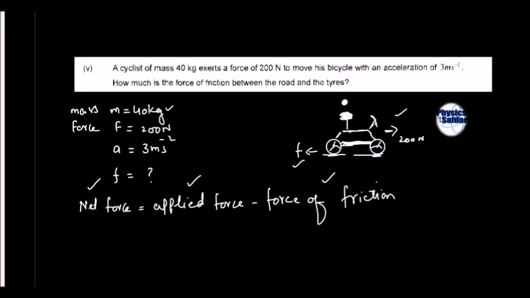The applied force is given, 200 Newton. The net force you can find as mass times acceleration. The mass is given, 40 kilogram, and acceleration is 3 meter per second square. After the multiplication we get 120 Newton.